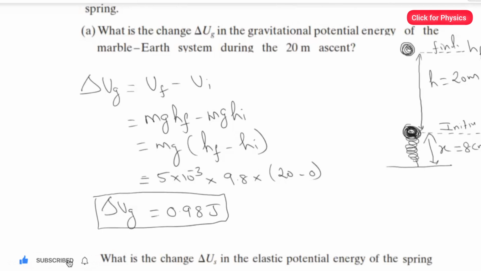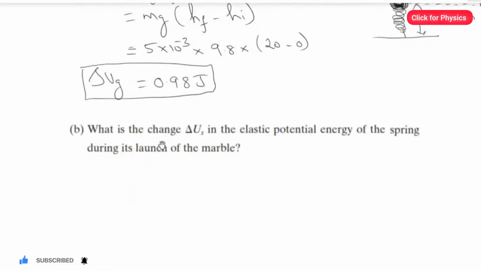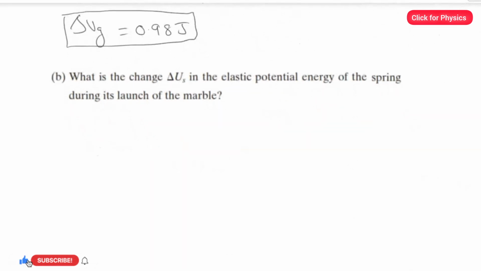Now we have to come to the second part. Part B: what is the change in elastic potential energy of the spring during its launch of the marble? So this time we are going to find the change in elastic potential energy. For that, we had better draw the diagram again.